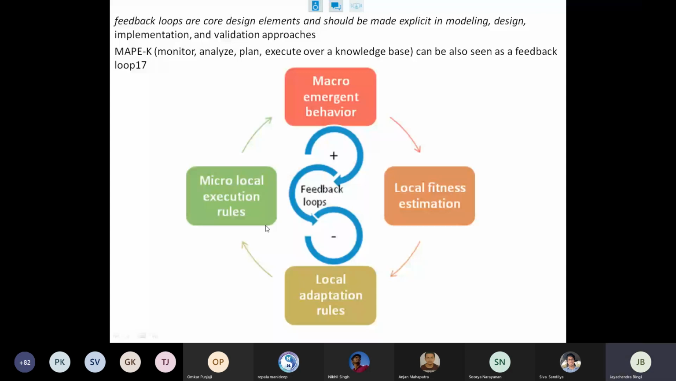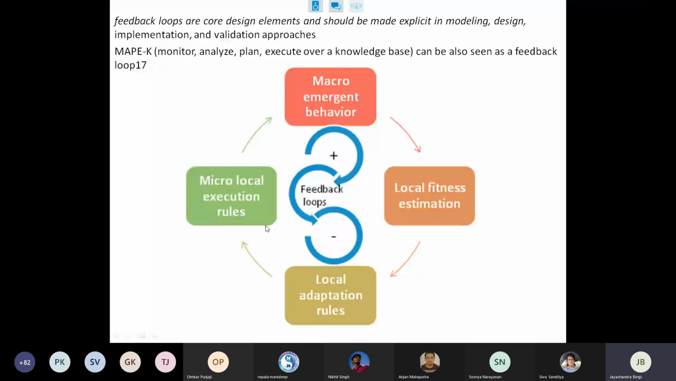Okay, now you see, I'm telling micro level rules and adaptation rules. How does a rule come into existence? What is meant by a rule? Please try to understand. A rule is nothing but the feedback loop. Because if you find something while monitoring your own system, if you find something is wrong, that feedback should be given to somebody.